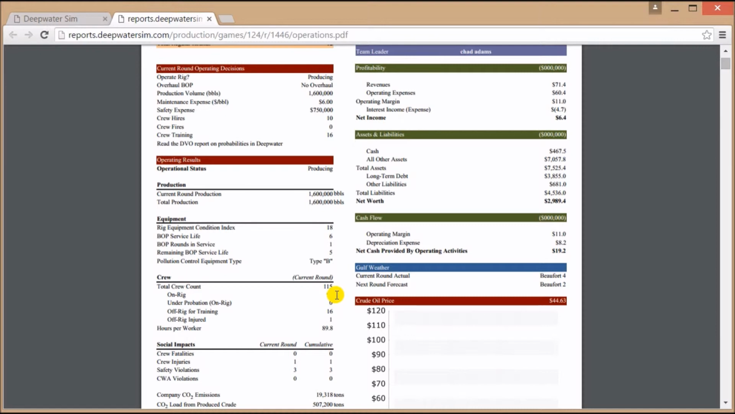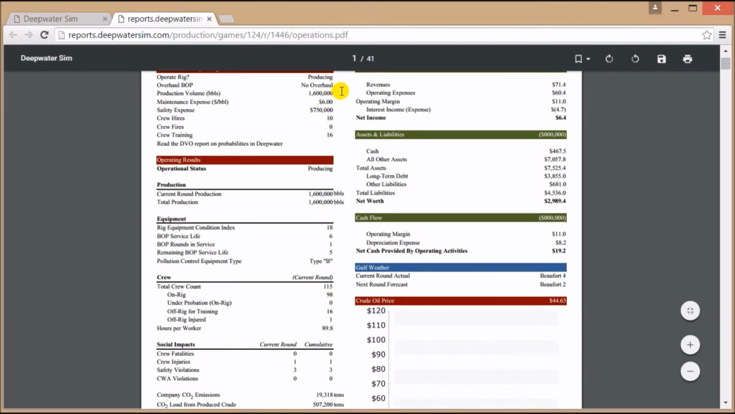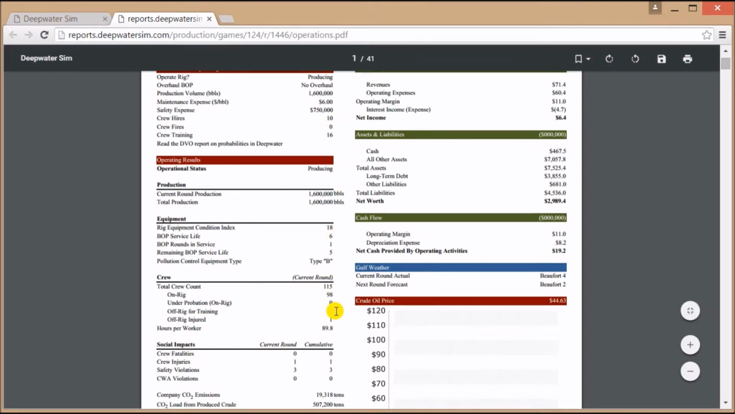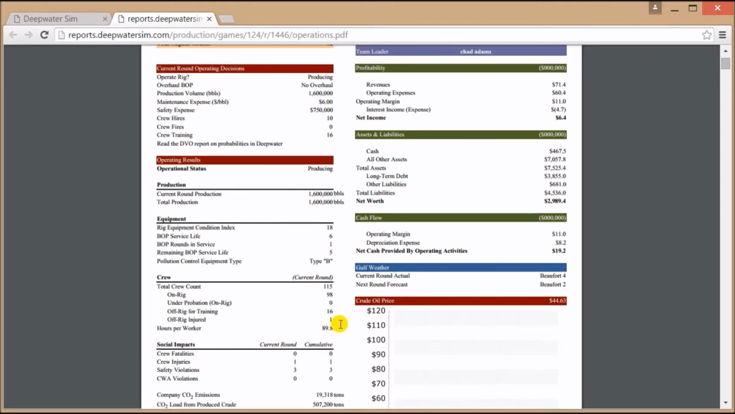Obviously, only the workers who are on rig are available to do work. Now notice the result of trying to produce so much, almost to the maximum, and having a lower complement of crew on the rig to actually do work. They normally would have 105. There are 7 here missing, and that's simply the net of hiring 10, sending 16 off for training, and a 17th injured. So the result is they're trying to produce a lot of oil with a short staff, and that drives up the number of hours per worker. The maximum hours that a crew member can work in any round is 100.